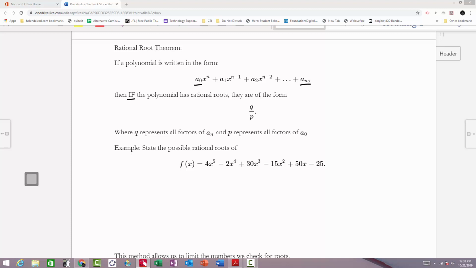And so it's in the form of, this is just a long equation saying it's some polynomial. It's some coefficient times x to some power, plus some coefficient times x to one power less, and one power less, all the way till we run into just a number. If it has rational roots, they're in the form of q over p, where q represents factors of the last number and p represents factors of the leading coefficient. That's what it says right here. I changed that sentence just a smidge, so make sure you fix that as well.